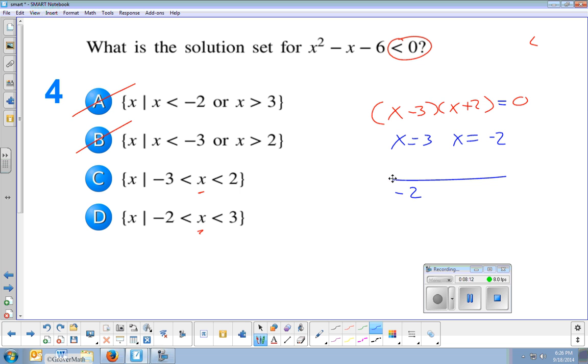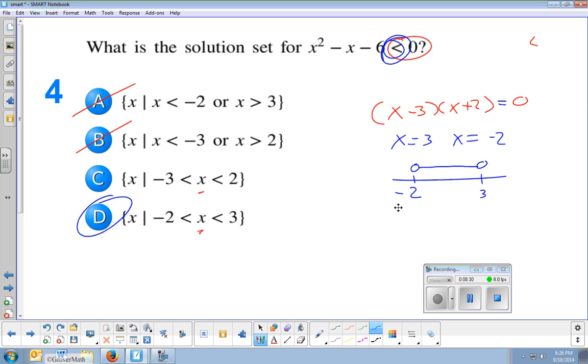-2 on the left and +3 on the right because they go in number order. And then the fact that it's a less than sign tells me that I'm going to be between the two of them. And I'm also going to be open circles because I'm not also equal to. And so that's why the answer here is D.